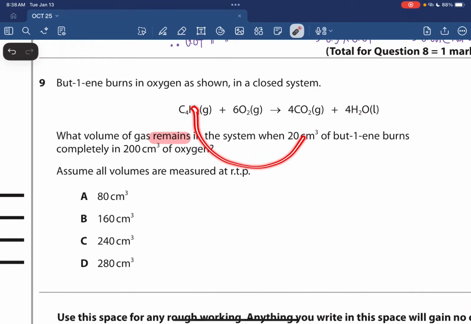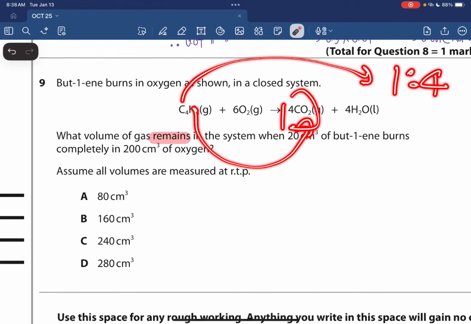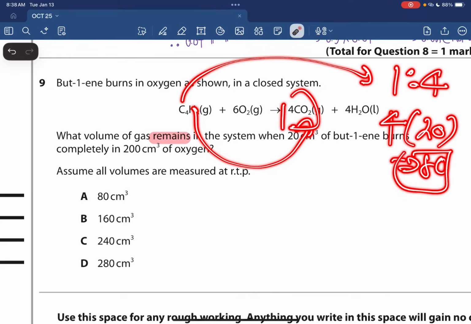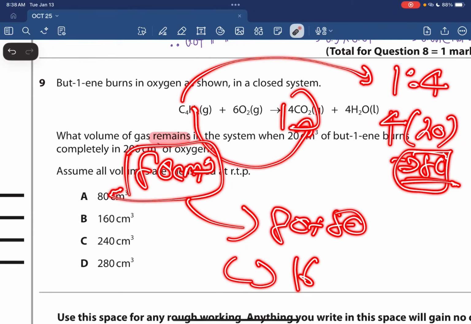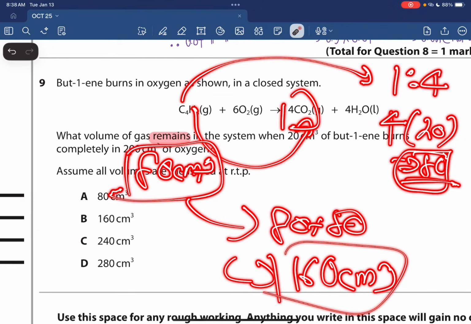Now, what is the volume of carbon dioxide that is produced? It is reacting in a ratio of 1:4, which means 4 times 20. So this should be 80 as well. So you produce 80 centimeter cube of gas, and then 80 centimeter cube of oxygen was not used up in the reaction. So a total of 80 plus 80 should be giving you 160 centimeter cube. So the answer should be B.